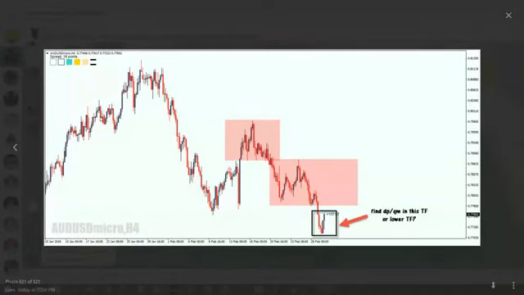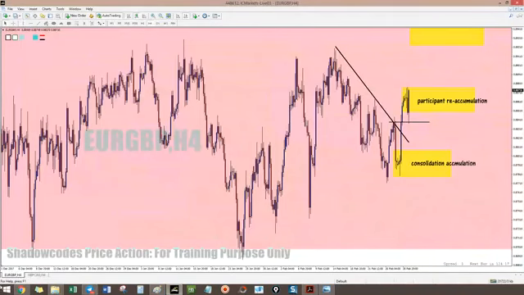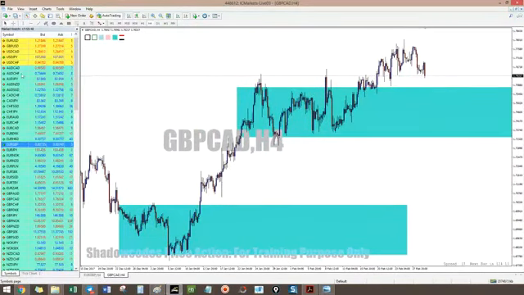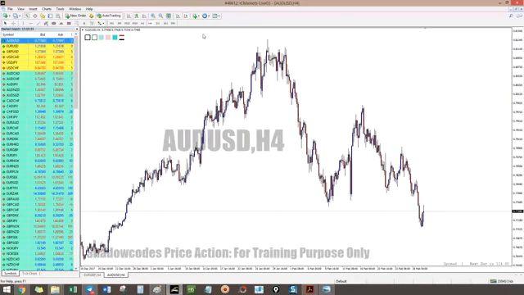AUD, USD, micro H4, find decision. Okay, this is a good one actually. H4. Find QM, DP, lower time frame. Let's look at AUD, USD. It looks good. AUD, USD, H4. It looks really good because it got quite a good rejection. Okay, let's see.